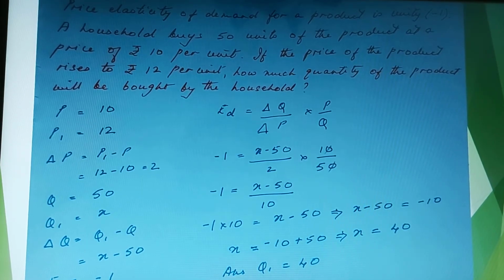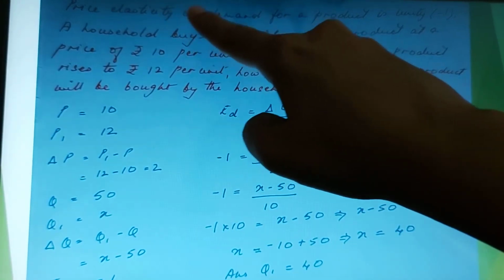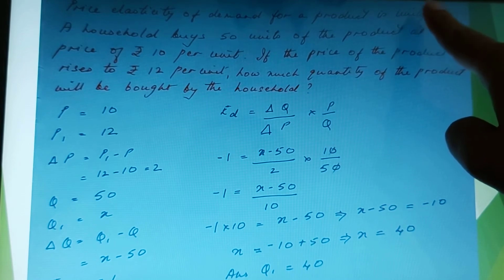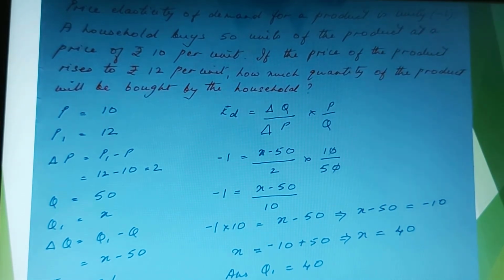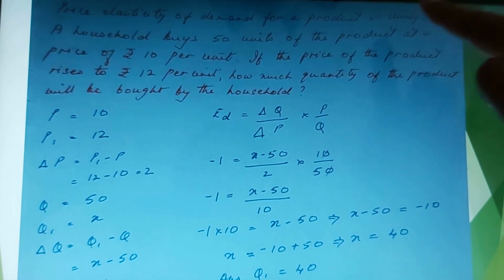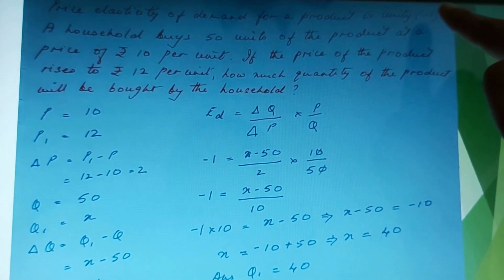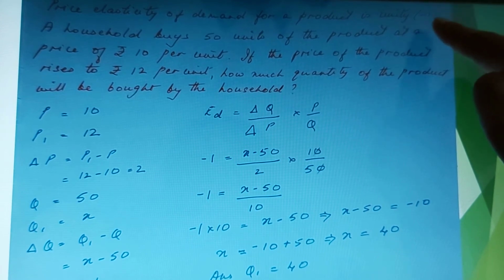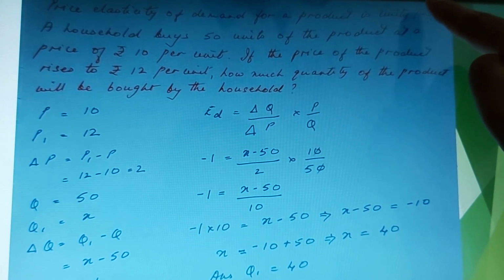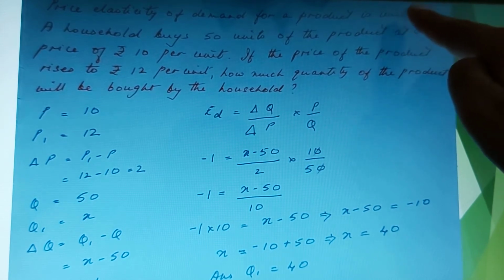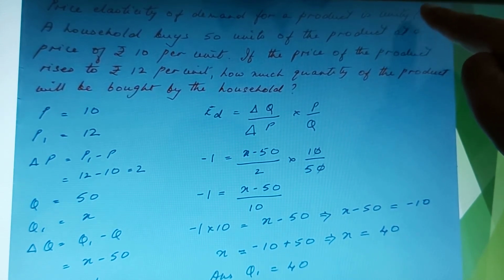Now the next sum. Price elasticity of demand for a product is unity. Unity means 1. Okay, but we will take it as minus 1. Why are we taking it as minus 1? We'll see this when we calculate. Then I told you that always in elasticity of demand, since the relationship between demand and price is inverse, we take the minus sign.